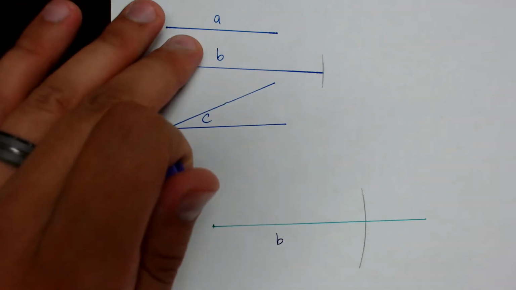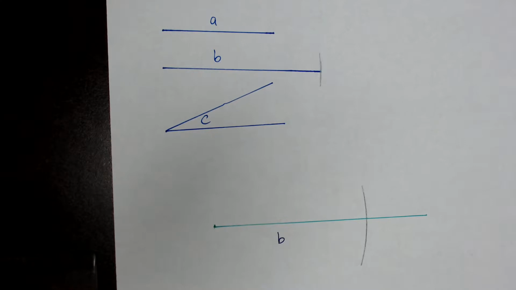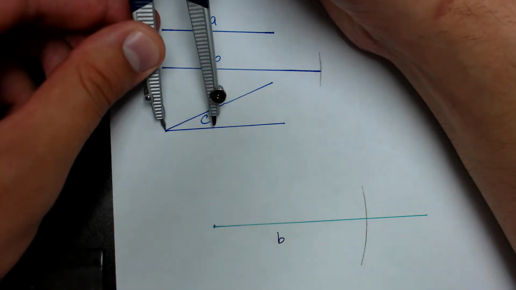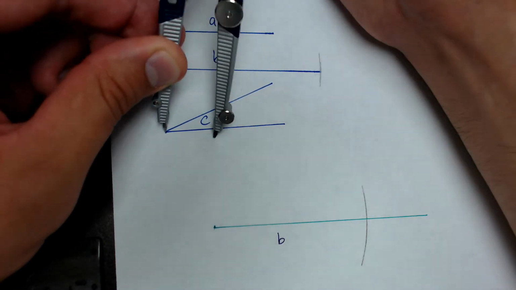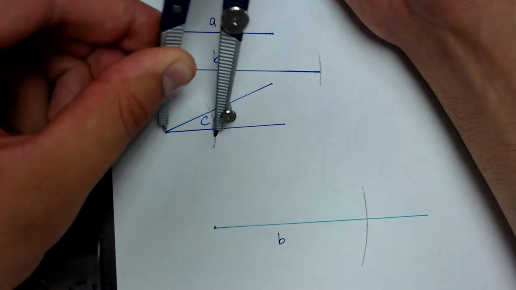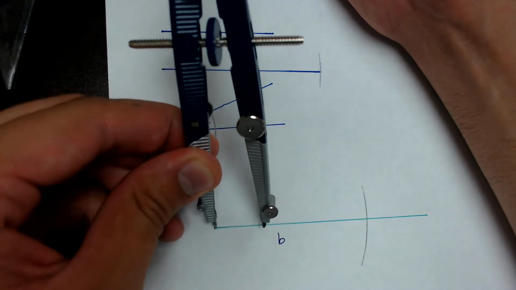Now, before I construct line A, what I need to do is construct the angle that they've given me. So just like our angle construction, which I believe is like 3 or 4, I'm going to put the sharp end on the vertex and then create an arc that goes through both ends of the angle. And then I'm going to copy that down here.